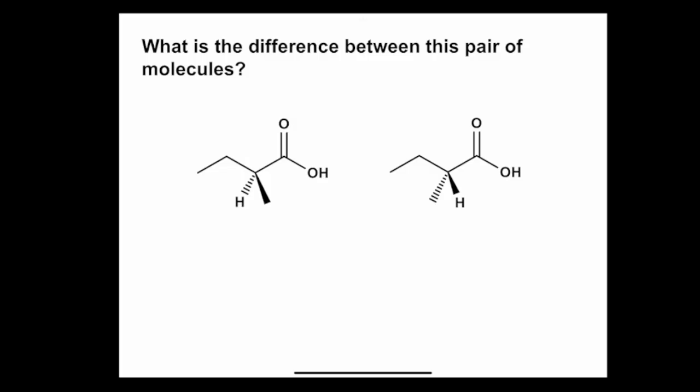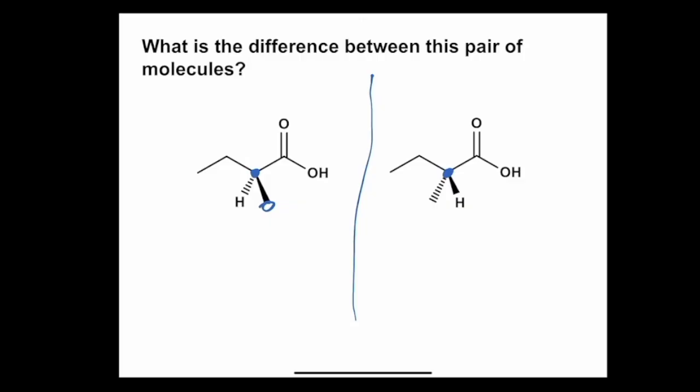The difference comes down to the geometry at this center. One of them, hydrogen's to the back. The other one's methyl is to the back. These guys are actually mirror images. If you were to try and line these up, these are like your left and right hands. As they're drawn here, through this plane of symmetry, it's harder to see. You see methyl to the front or the back.